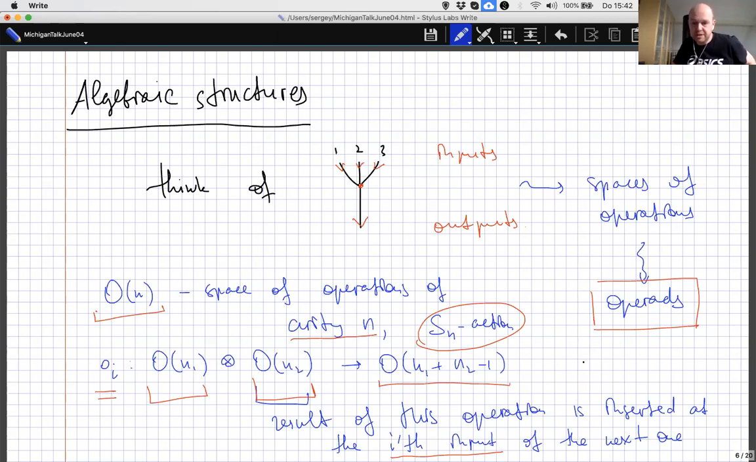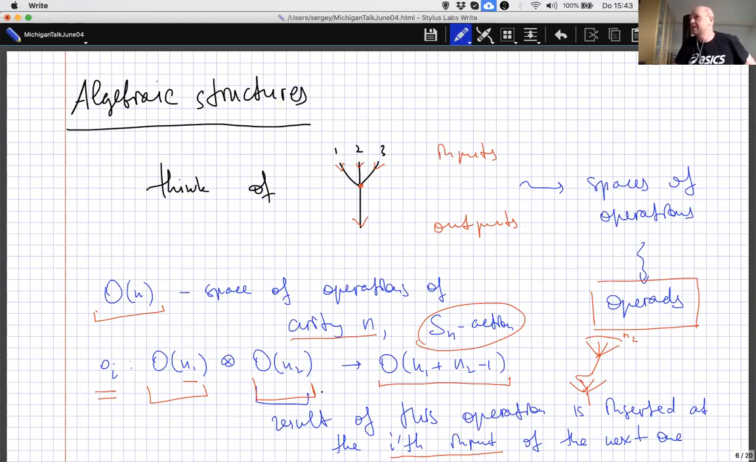So let me draw you a picture. So this is my first operation with n2 inputs. So then I say, aha, I have another operation where I want to plug it in, right? And so this i tells me that I plug it as, for instance, in this case, the second input of this other operation that has in principle n1 inputs. So one of these inputs is now consumed to plug the output of this guy. That's why the total number of inputs of this new operation is n1 plus n2 minus 1, right?